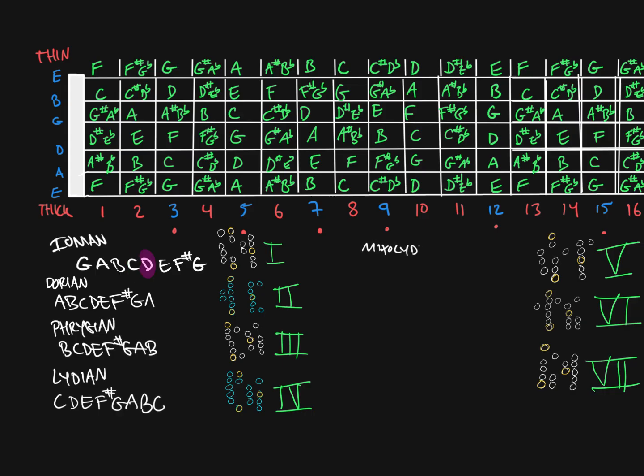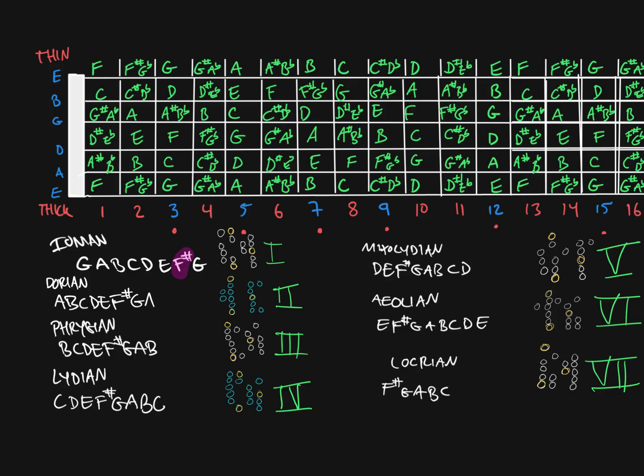Mixolydian. D, E, F sharp, G, A, B, C, D. Aeolian. E, F sharp, G, A, B, C, D, E. Locrian, F sharp, G, A, B, C, D, E, back to F sharp.